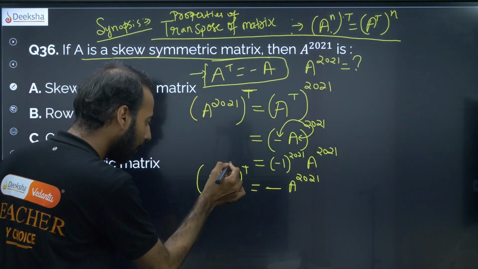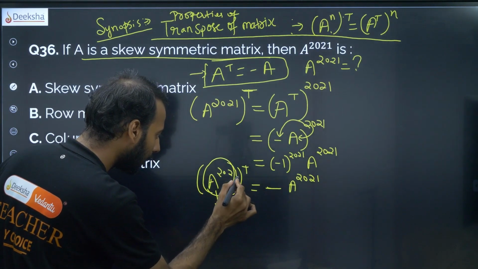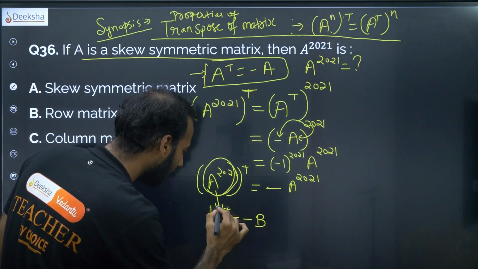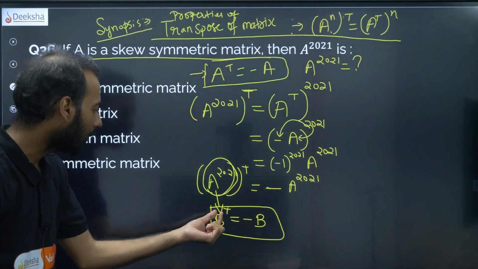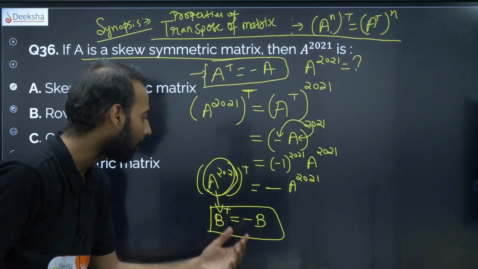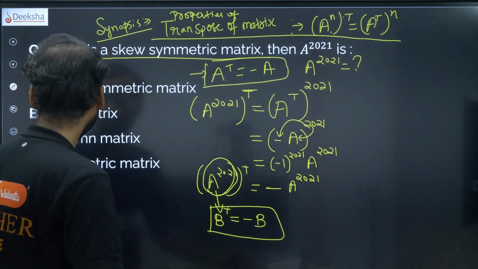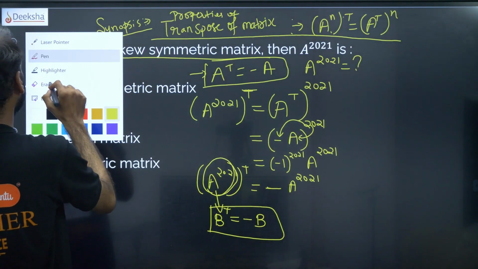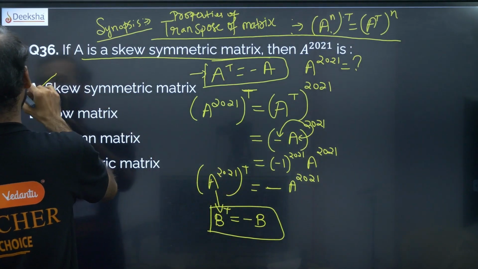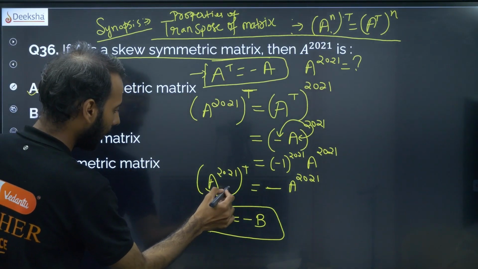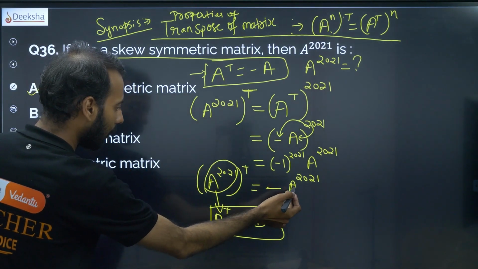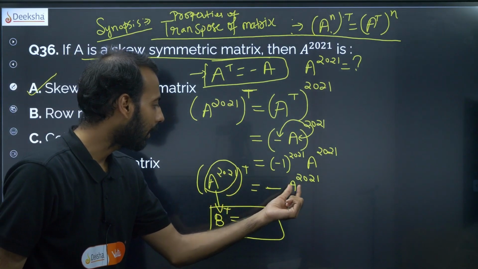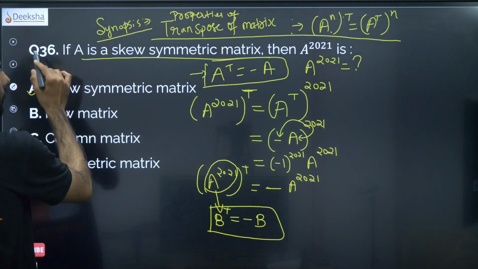That means for a moment if I name this as B, then this will become minus B. So after taking transpose of some matrix, we are getting negative of that matrix. That is the conclusion. So what is the meaning of this? That means it is a skew symmetric matrix. See here we observed, if I name this as B, then this is minus B. So after taking transpose of some matrix, we get negative of that matrix. So that's why this is skew symmetric.